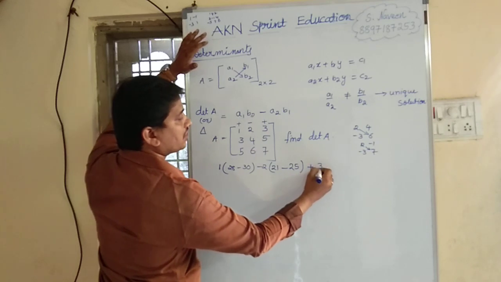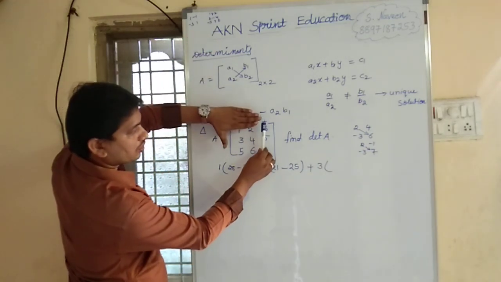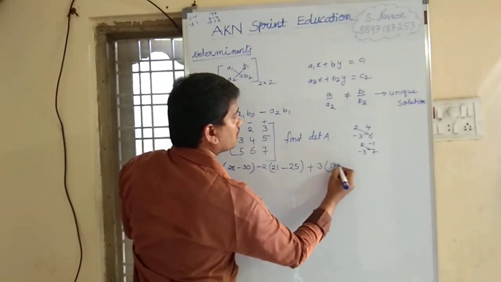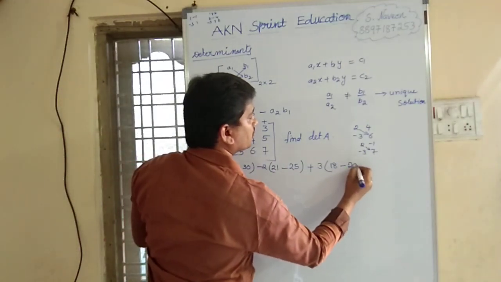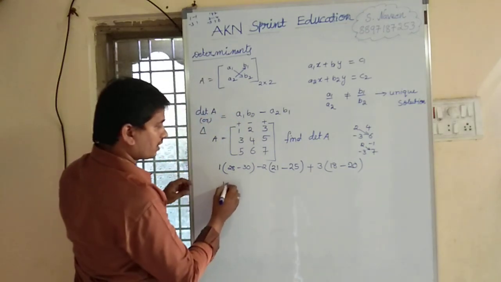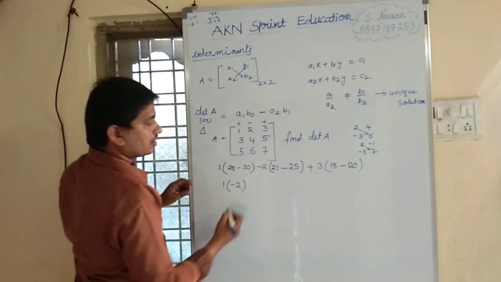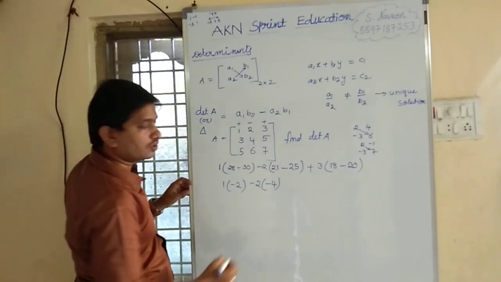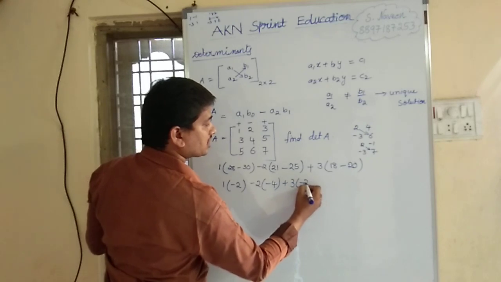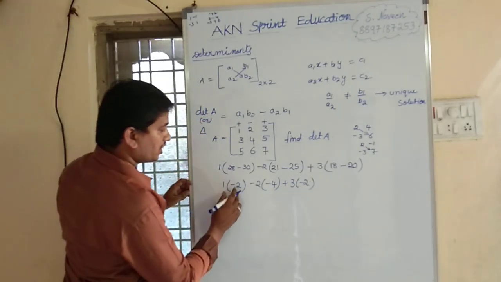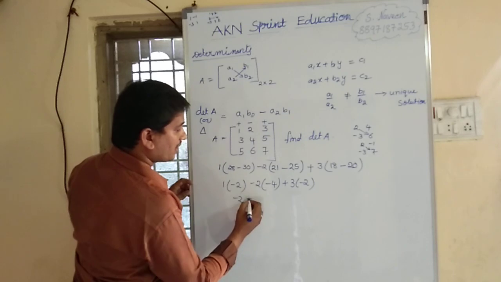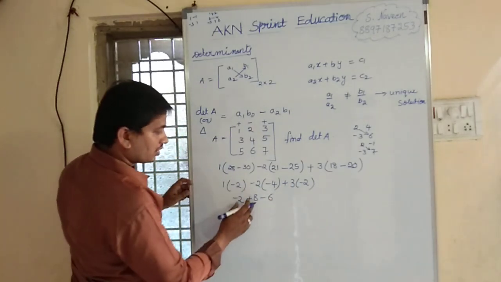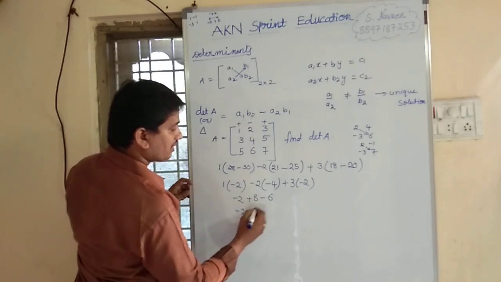Plus we have 3, corresponding column, corresponding row. 3 4 5 6, 3 6s are 18, minus 5 4s are 20. So 1 into 28 minus 30, minus 2, minus 2 into 21 minus 25, that is minus 4, plus 3 into 18 minus 20, that is minus 2. 1 into minus 2; minus into minus is plus, 2 4s are 8; plus into minus is minus, 3 2s are 6. So minus 2 plus 8 minus 6.